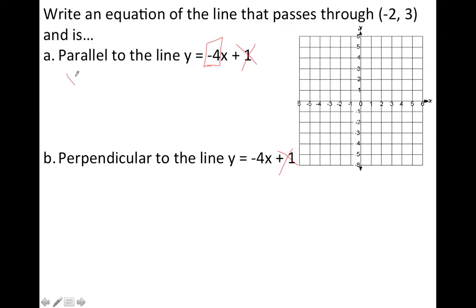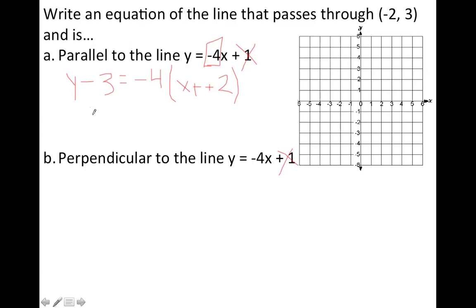So we have y minus y1, which is the point at which it goes through, which is 3, equals, again, since they are parallel lines, that means they have the same slope, so we have negative 4, parenthesis x minus x1, which is negative 2. Again, minus and minus becomes plus. Go ahead and distribute through, add your 3 over, and get your equation of a line.